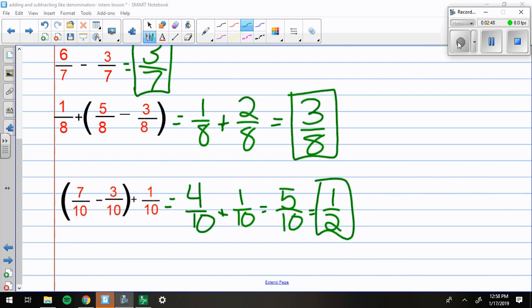For our first one, we do our subtraction first. 5/8 minus 3/8 is 2/8. 1/8 plus 2/8 is 3/8, and now we're done there. That's in simplest form. For the next one, I still do my subtraction first because it's in parentheses. 7/10 minus 3/10 is 4/10, plus the 1/10 outside gives me 5/10, but 5/10 isn't in simplest form. I can divide top and bottom by 5, and I would get 1/2 as my answer. All right?